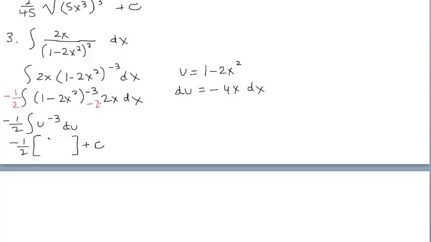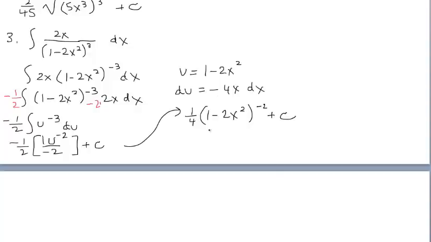Reverse power rule: increase the exponent to negative 2, divide by negative 2. When I see what I have here, I could pull out a negative 1/2 to multiply by the negative 1/2 here. Think about this right here. So that becomes positive 1/4 times u to the negative 2, where u was 1 minus 2x squared.